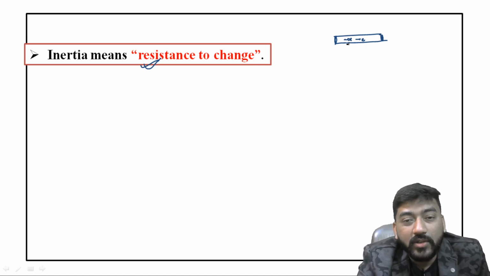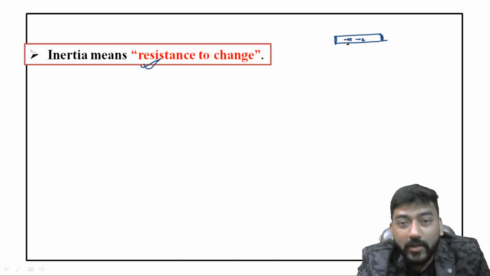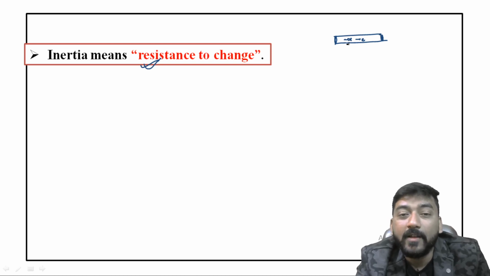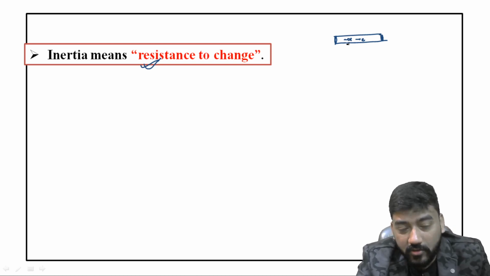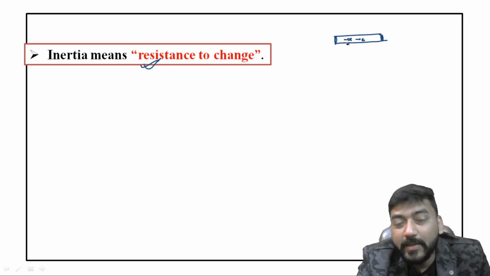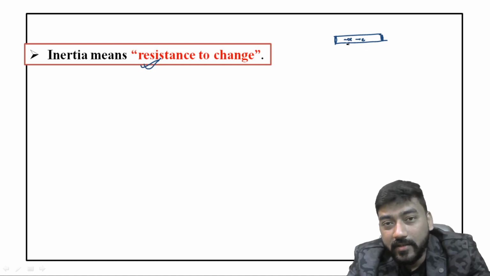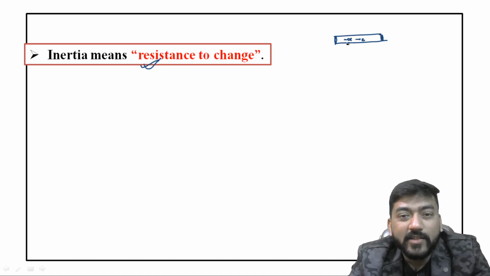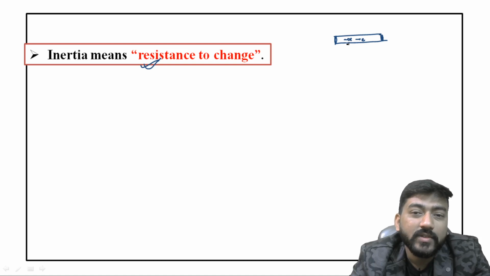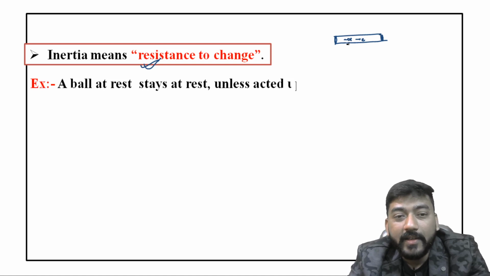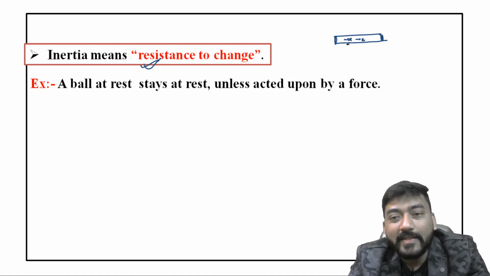The object wants to persist in its state, to remain in its state of motion or its state of rest. If the object has a large mass, then it is difficult to change its state of motion. That's why inertia is also called the resistance to change. Let me take an example for this also: a ball at rest stays at rest unless acted upon by a force.